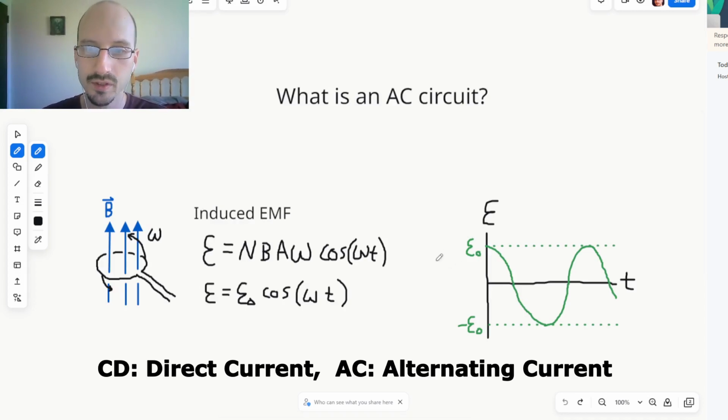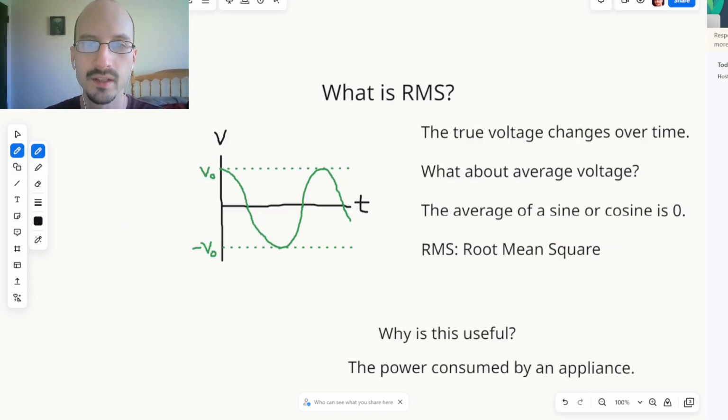It is a cosine wave going from positive maximum voltage to negative maximum voltage and back. This leads to a concept called RMS, which means root mean square. So if you look at this graph, you can see the voltage is changing over time. And sometimes we might want to know what the average voltage is. The problem is, if you take the average of a cosine, you get 0, because every portion above the line gets countered by a portion below the line.